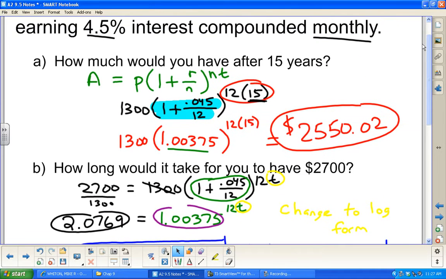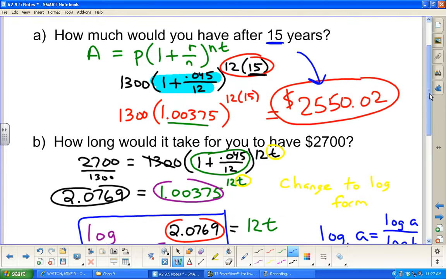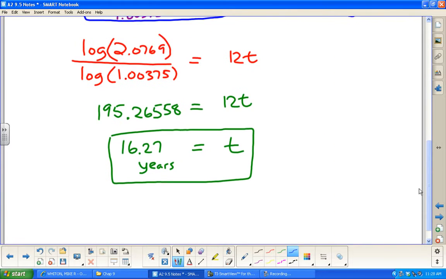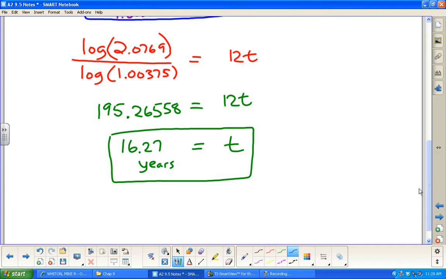We said in 15 years we'd have $2,500. So part B was just how long would it take you to get $2,700. So we were almost there at 15 years, so it seems reasonable that it would take about 16.27 years. Again, that's from the beginning, not from after 15 years already. This is from when you just first put the money in. It's 16.27 years.